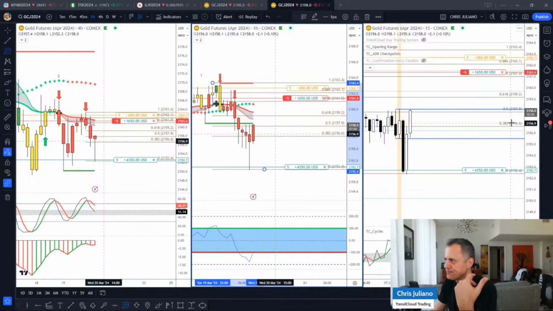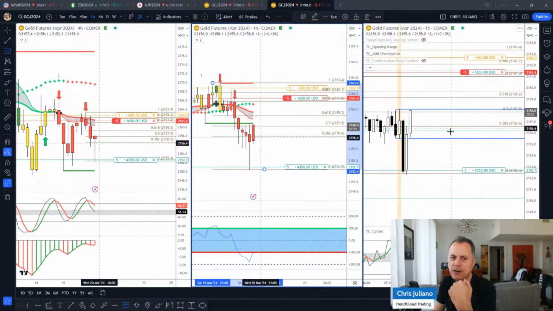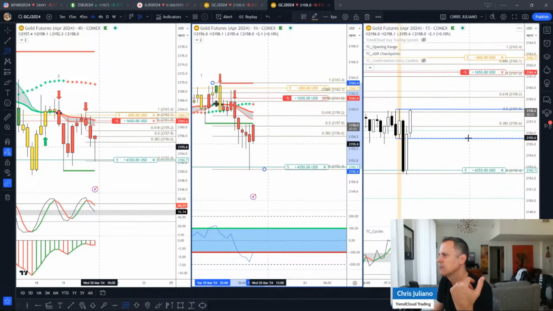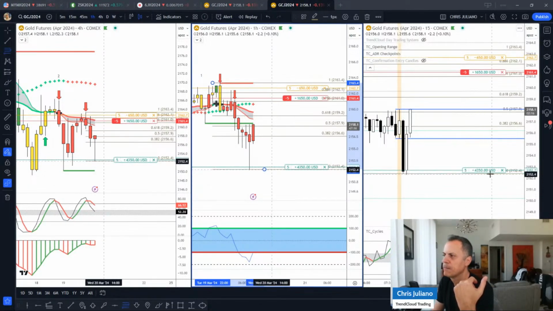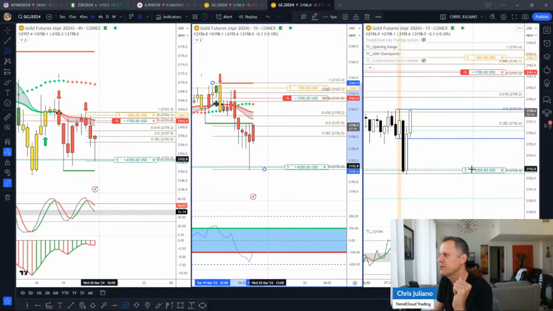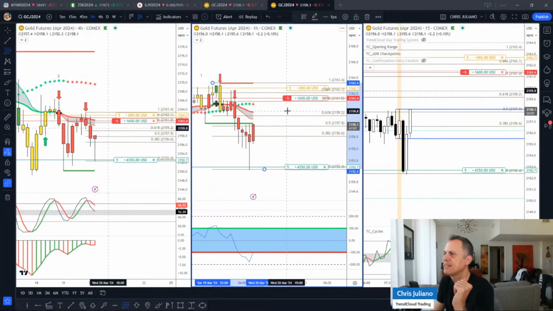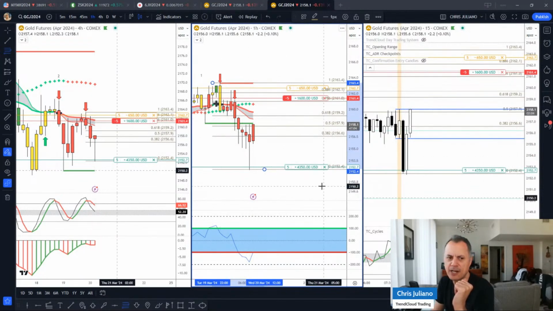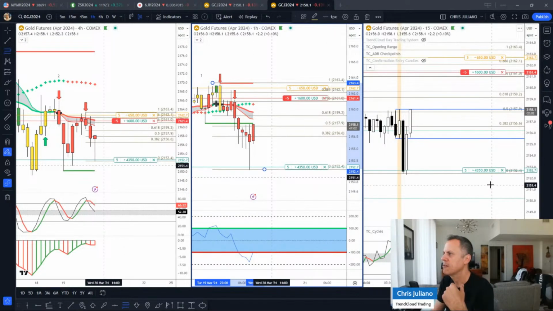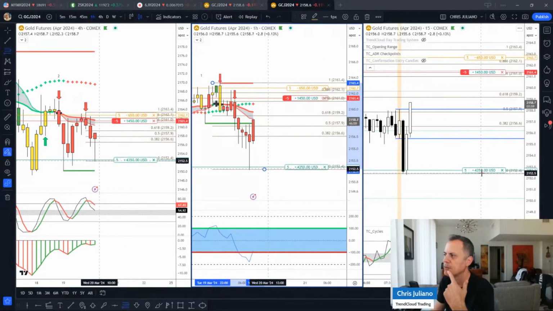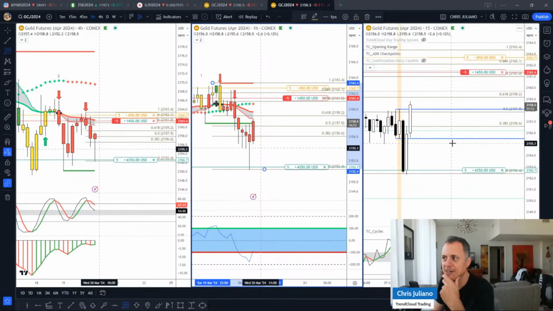So if we scaled out, we have got 5 contracts. You know, you can take off. This was the original target and it worked. So what if we took off 4 contracts at the original target? Great. Then let that last contract run. Okay. So that was $4,350 with 5 contracts of gold.